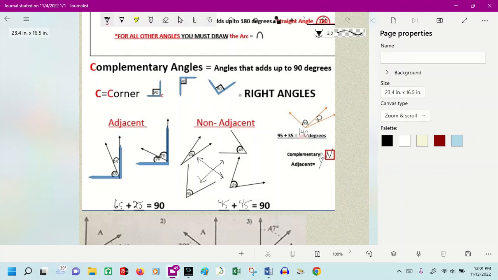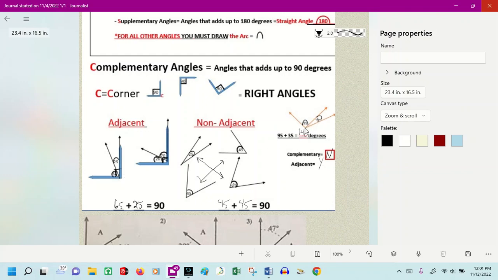not complementary. And this is the reason why you are told to always have that square in the corner when representing 90 degrees. Always. Reason why is some angles can look like 90 degrees, but if you don't see that square in the corner, you do not assume it's a 90-degree angle.